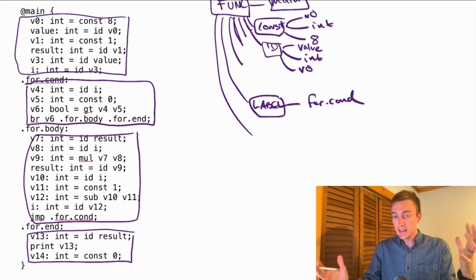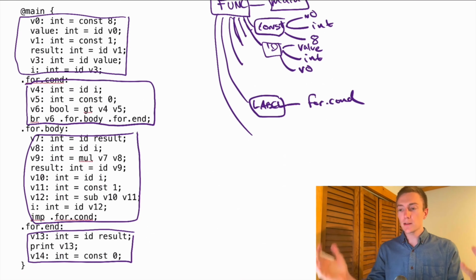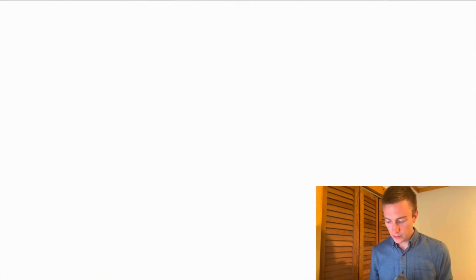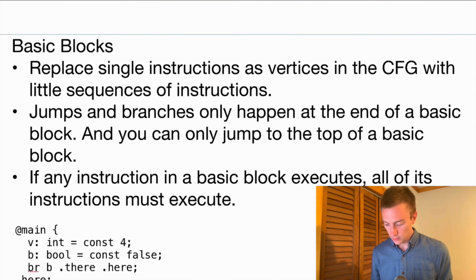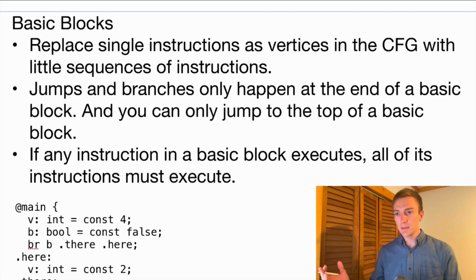So it's really visually easy to see them in these programs because they're separated by the labels. And as long as you're jumping to a given label, that label must be the beginning of a basic block. Returning to our definition. The nice thing about basic blocks from a compiler analysis perspective is that you can assume that if any instruction in a basic block executes, then all of the instructions must execute.